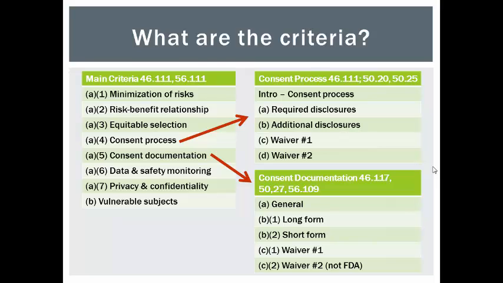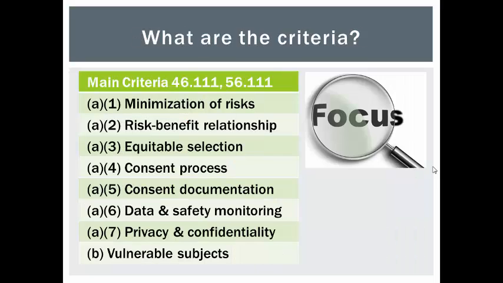There are other criteria for approval, things like the prisoner requirements and the pregnant women requirements, for example, but those are specific to certain kinds of research and studies. These are the requirements that are applied to all studies. These are the criteria for IRB approval. And what we're going to be focusing on this week is just the criteria at 111, because there are separate modules later on that focus on consent and the consent documentation.